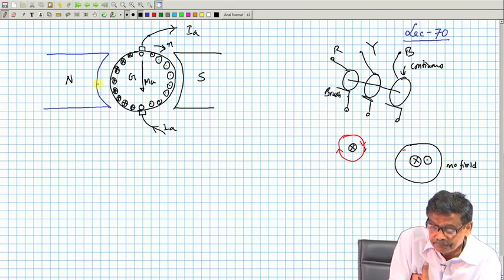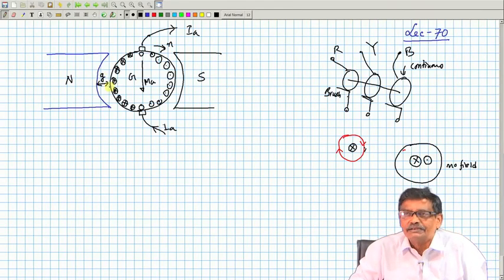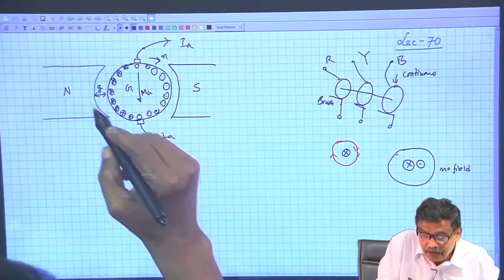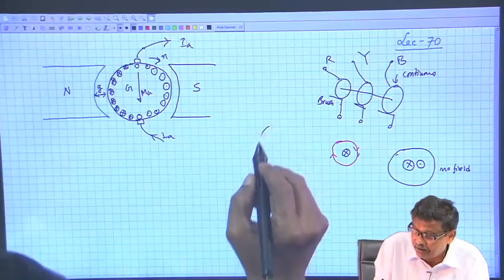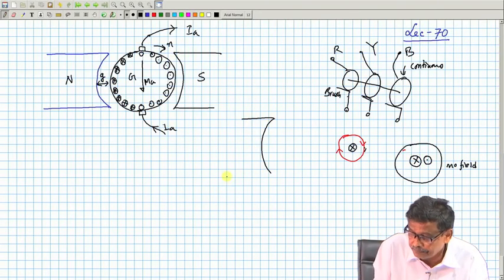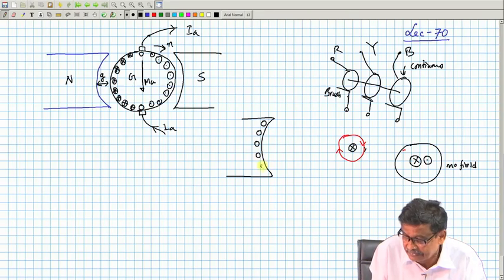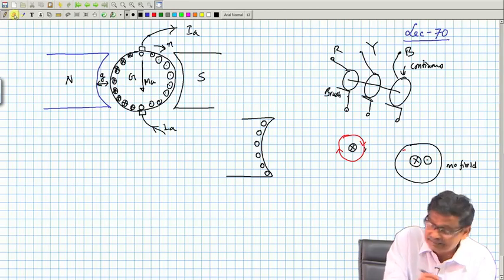See, this is the air gap. Air gap length is very small, a few millimeters, things like that. And here is a space on the pole face. That is what I am trying to tell. On the pole face, I will cut slots and put conductors like this.